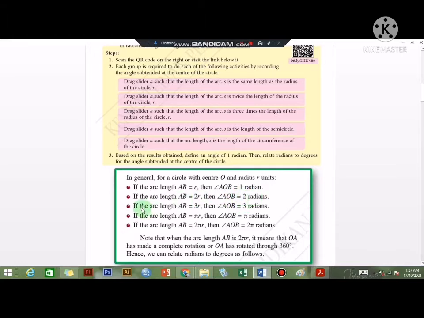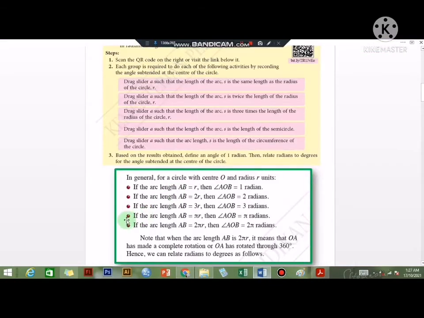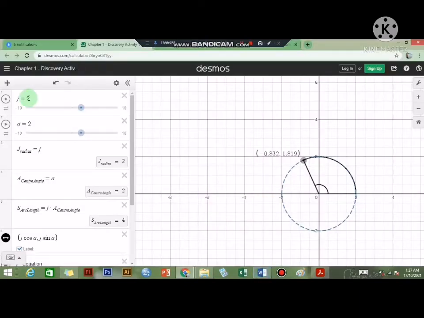Okay, so let's look at the third one. If the length of arc AB is 3 times the radius, we still fix the value of radius, which is 2, and the length of arc is 4. But for the third one, the arc length AB is equal to 3 times the radius, so 3 times 2 is 6. So we need to make this length of arc into 6, and then look at what happens to the angle. You need to drag the value of A.